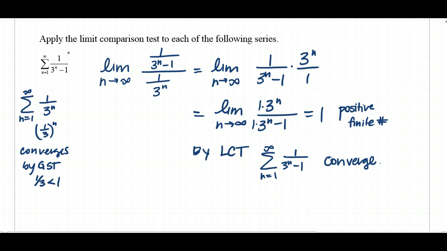Similar to the direct comparison test, we have to start out by choosing some other series on our own, and we have to know whether that other series converges or diverges. Then we apply this limit, and if the limit is a positive finite number, then the two series behave the same way.